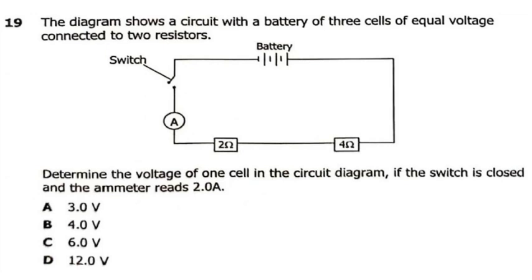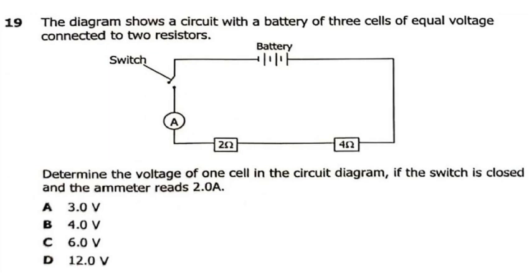You can see the battery and the resistance here, which are 2 ohms and 4 ohms, and we have got the ammeter there. We don't know how many amps, so that's what we need to bear in mind. Then the actual question is, determine the voltage of one cell in the circuit diagram if the switch is closed and the ammeter reads 2.0 amps. If the ammeter's reading is 2.0 amps, what will be the voltage of each cell in the battery?